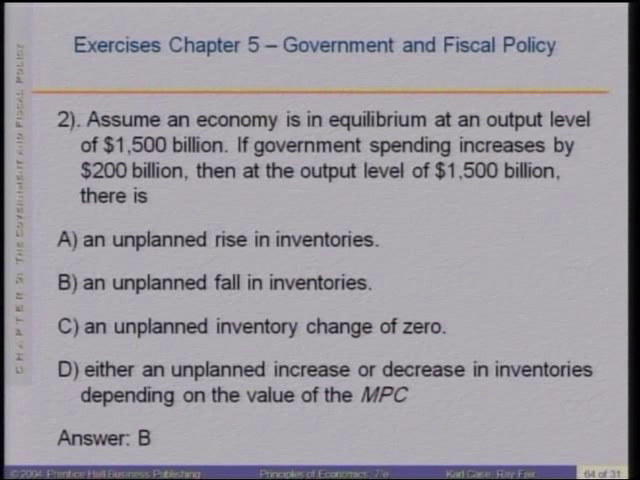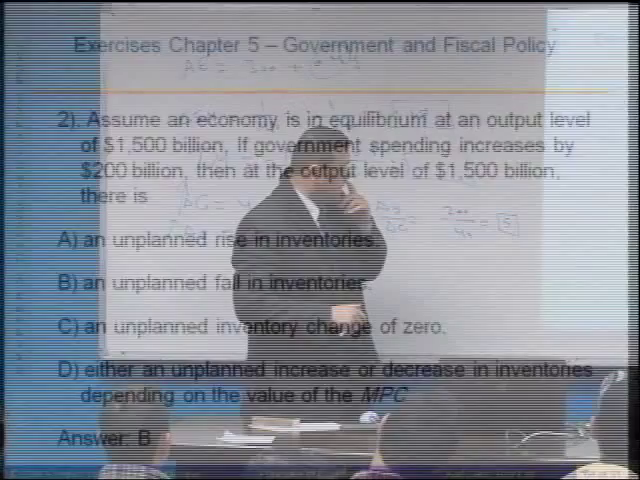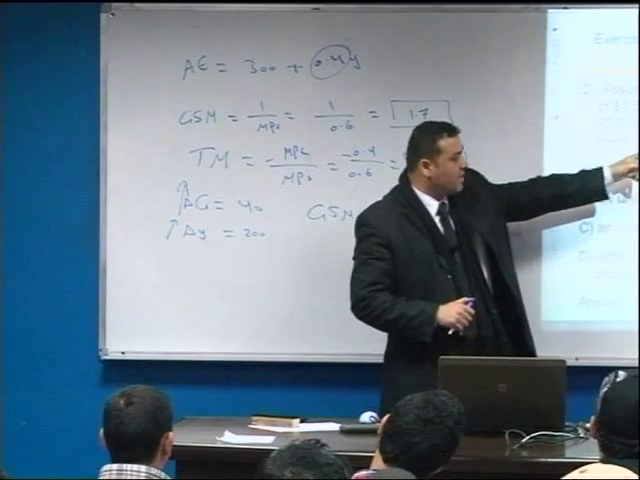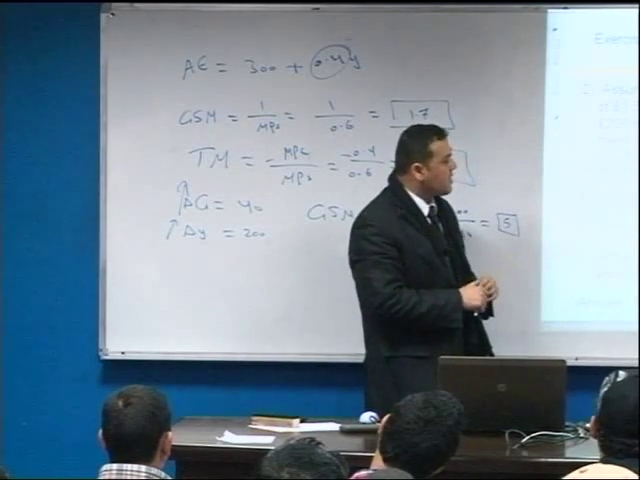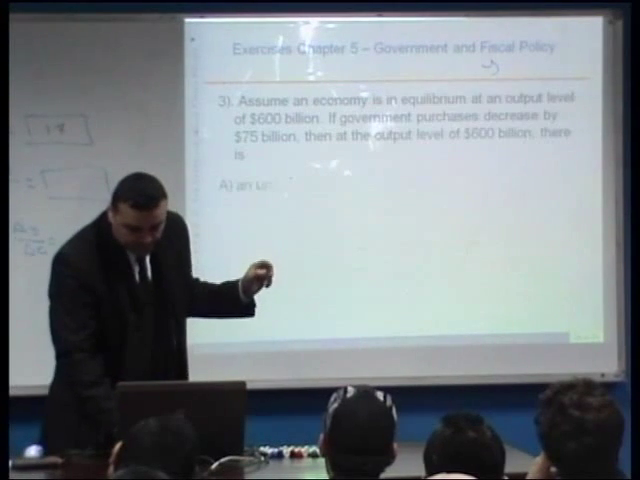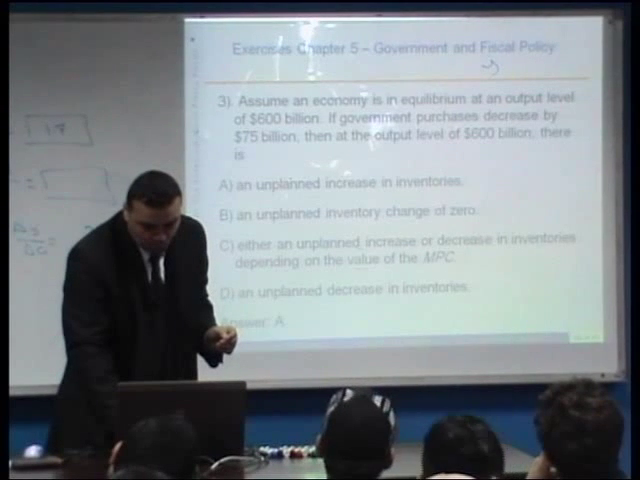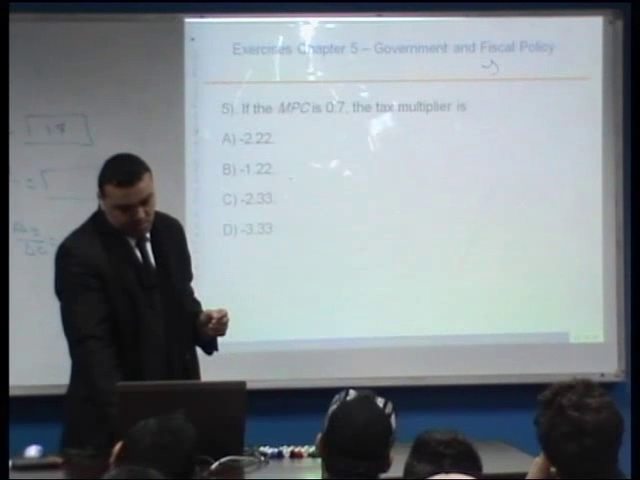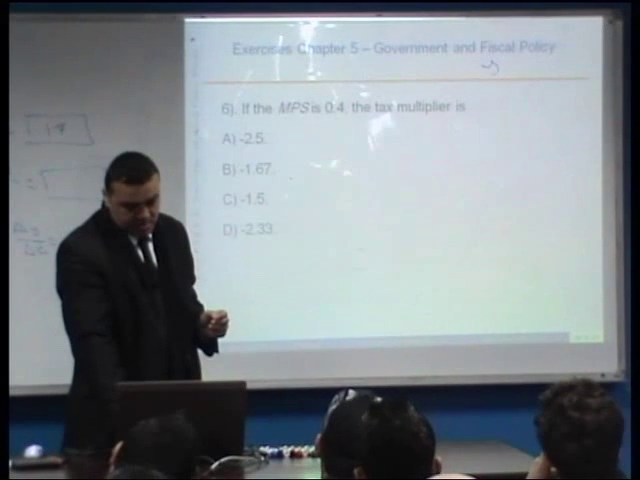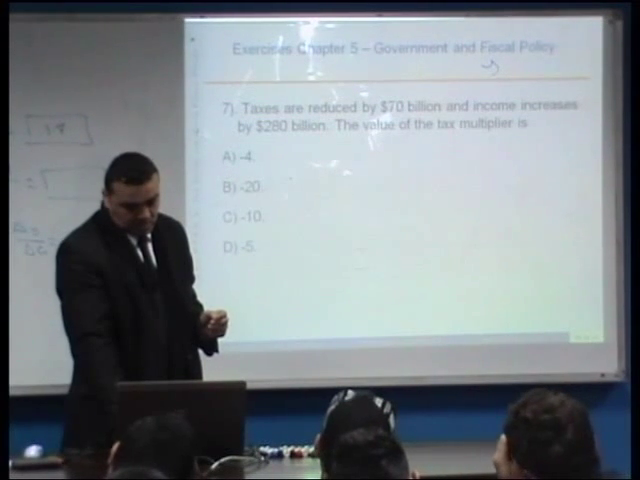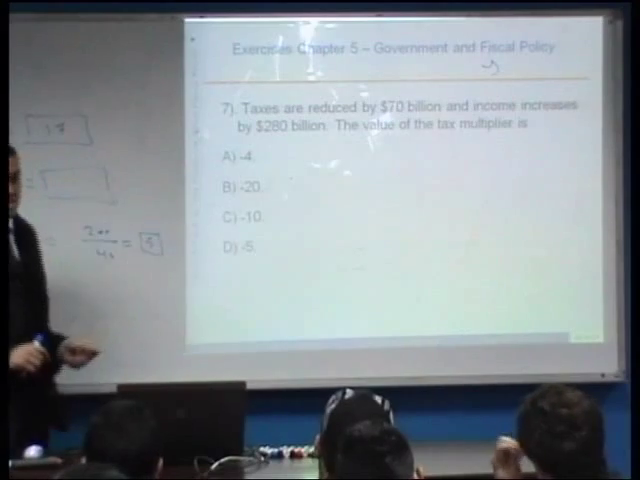Assume an economy is in equilibrium at an output level of 1,500. If the government spending increased by $2 million, then the output level of 1,500 billion, there is what? Skip this one. Tax multiplier, MPC. Okay, tax multiplier, MPS. Let's go to this exercise.